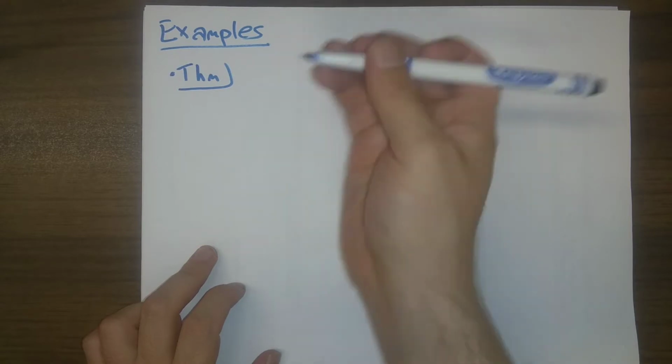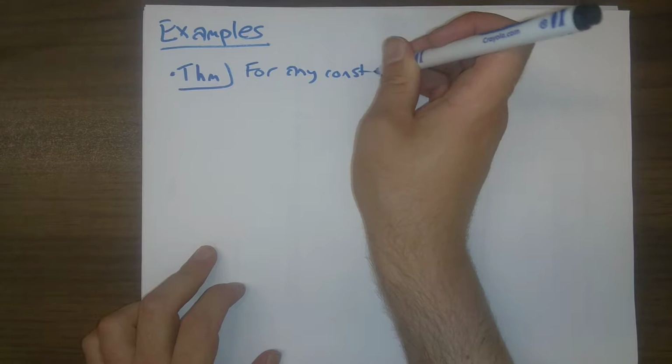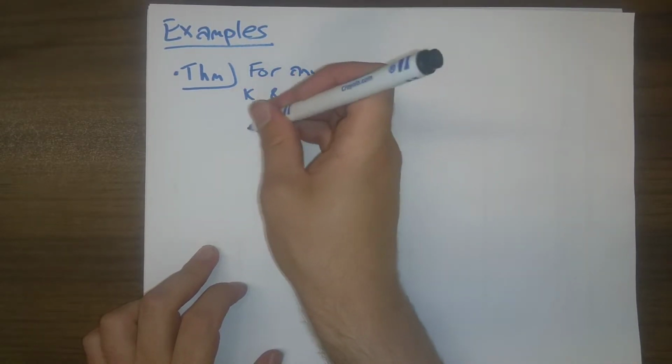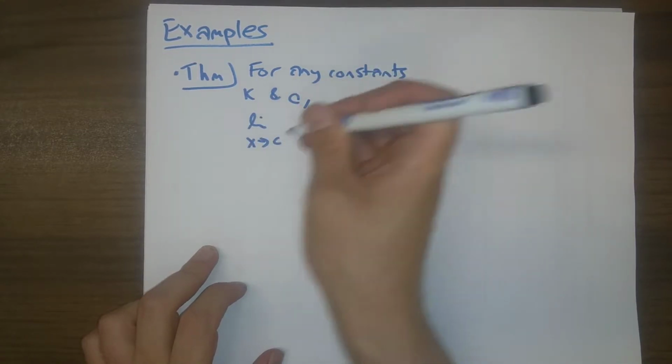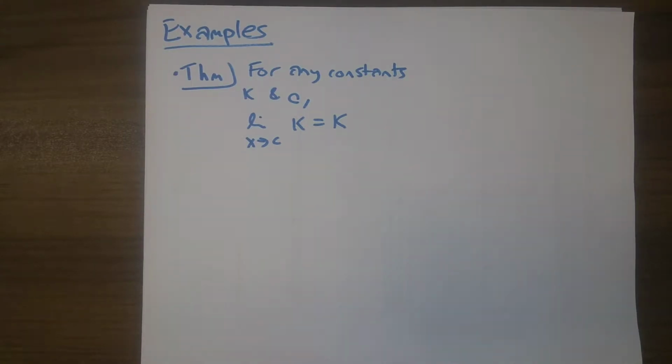So we can say that for any constants k and c, the limit as x goes to c of k is equal to k. That's not too hard to prove. That's something you could try for yourself. That's saying that, for example, the limit as x gets close to 4 of 7 is 7. 7 doesn't change. The limit as x gets close to 27 of 7 is 7. That's the kind of statement this is making here.